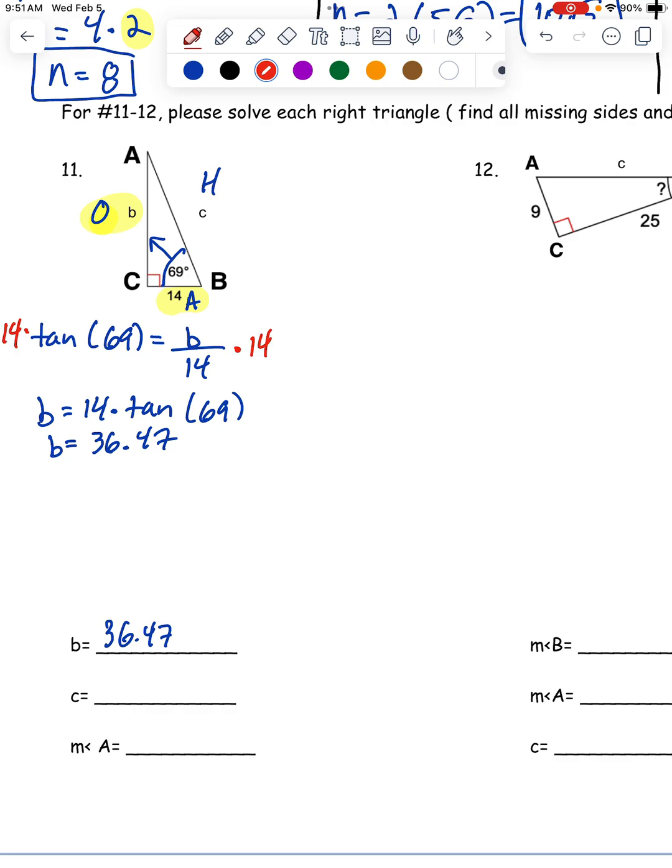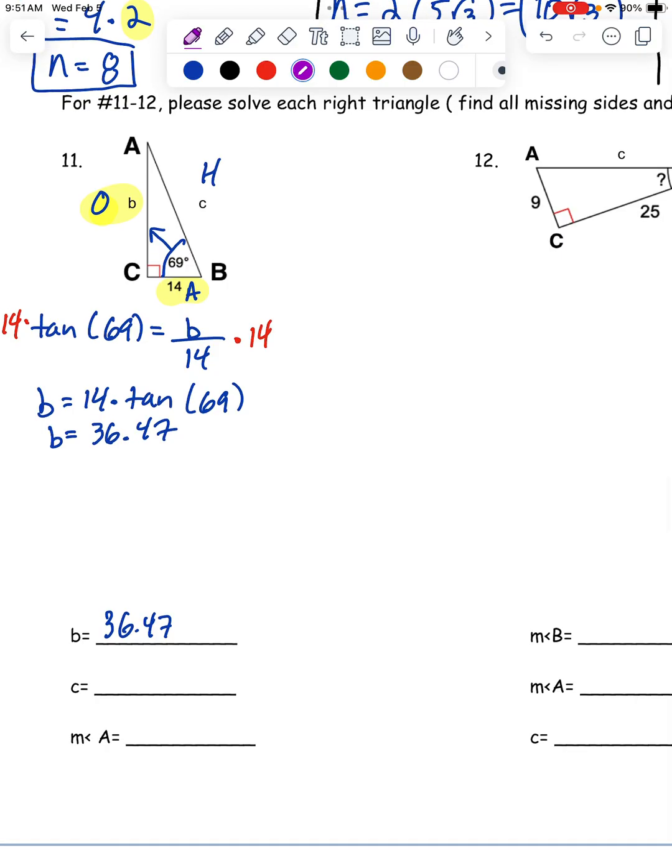To find C, I can do two ways. I can use the Pythagorean theorem, since I know what B is now. I could say, all right, 14 squared plus 36.47 squared equals C squared. You could do that. Or I could use trig, and I would use the hypotenuse and the adjacent, which would give me a cosine.